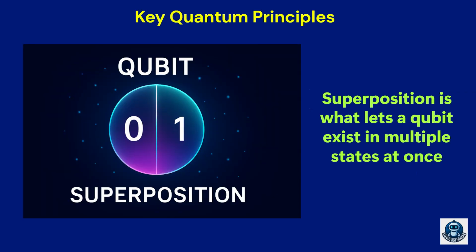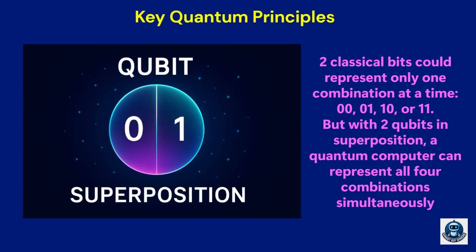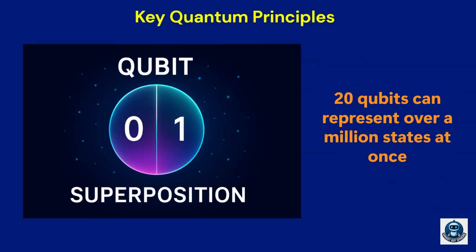Number 1 is the superposition. Superposition is what lets a qubit exist in multiple states at once. If you had two classical bits, they could represent only one combination at a time: 0 0, 0 1, 1 0, or 1 1. But with two qubits in superposition, a quantum computer can represent all four combinations simultaneously. With 20 qubits, it can represent over 1 million states at once. This exponential growth gives quantum machines unprecedented computational capacity.